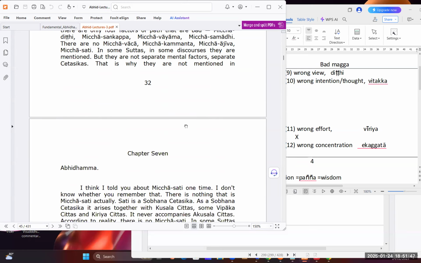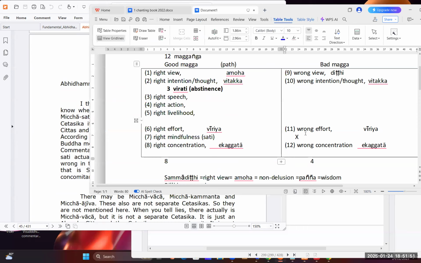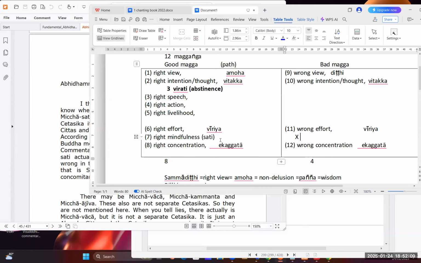Okay. Now I think here, just now we were already talking about how there's no wrong sati, no wrong mindfulness, okay? So there's no miccha sati, because the sati here always arises with kusala chitta. It never arises with akusala. So that's why sati must be only right mindfulness. There's no wrong mindfulness.